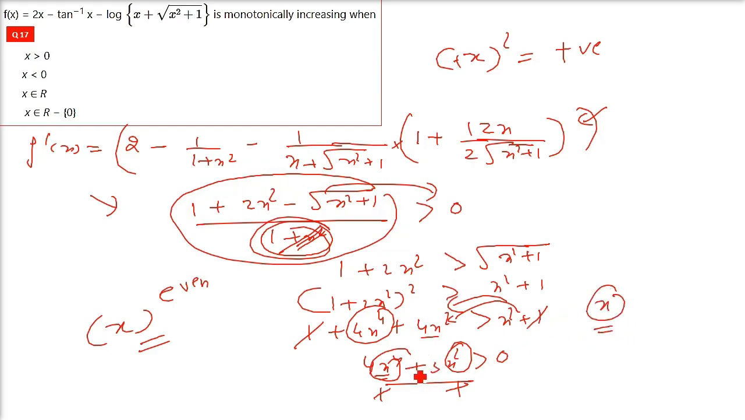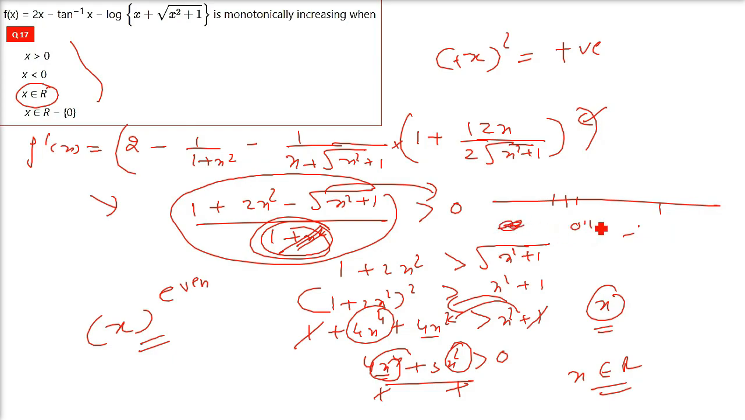So if you put anything in the x, this function will always be monotonically increasing. It doesn't matter. So you can put anything, and anything is what? Real numbers, anything which can be placed on the number line. It can be 0.1, it can be minus say 2.3, it can be 1 by 98, it can be any number which can be represented on the real number line. So this real number is the solution. X should belong to real numbers. That's how this function is going to monotonically increase.